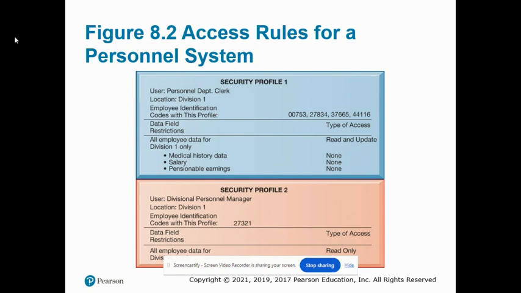One set of users consists of all employees who perform clerical functions such as inputting employee data into the system. All individuals with this type of profile can update the system, but can neither read nor update sensitive fields such as salary, medical history, or earnings data. Another profile applies to a divisional manager who cannot update the system, but who can read all employee data fields for his or her division, including medical history and salary. These security profiles are based on access rules supplied by business groups in the firm.